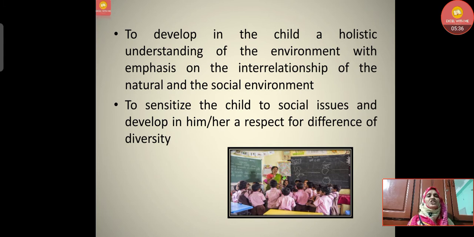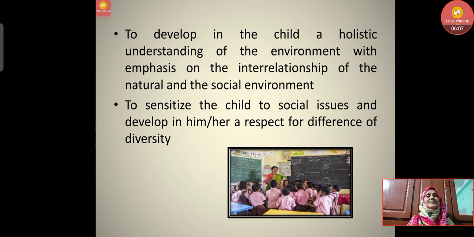To develop in the child a holistic understanding of the environment with emphasis on the interrelationship of the natural and the social environment. So developing the holistic means whole understanding about the environment. What should be the emphasis? Interrelationship between the natural, what are the natural things, and the social environment. Social means related to society. Environment in the society and natural environment, they will be able to understand the relationship.